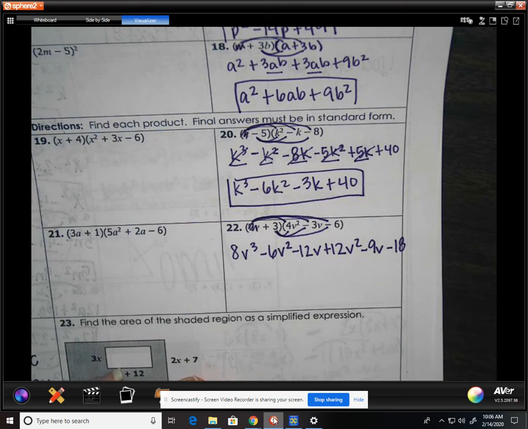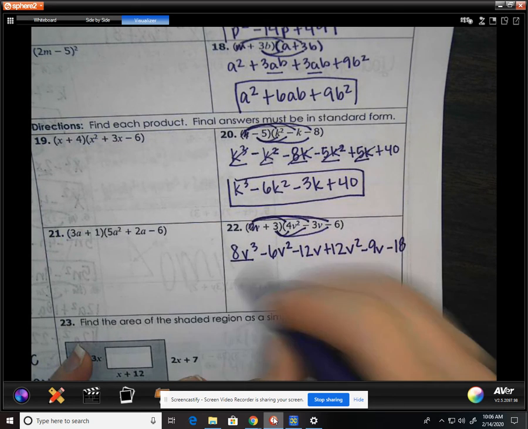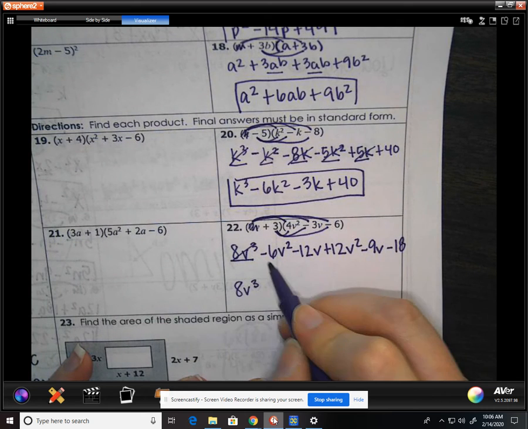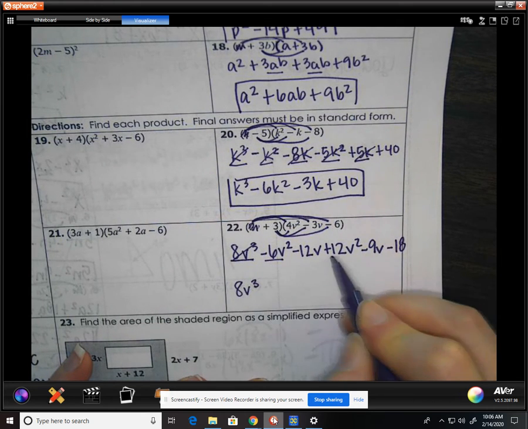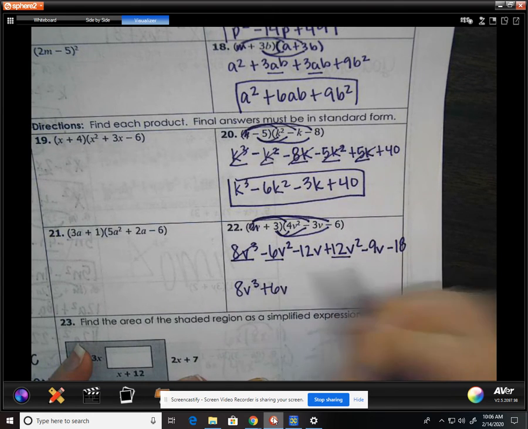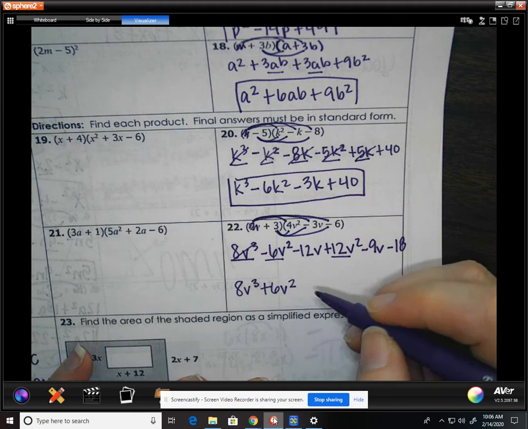So now going to standard form, starting with the biggest piece, we're going to start with the third. There's no more thirds, so I bring down 8v to the third, and I don't use that piece anymore. Then I move to the squareds. I have a -6 and a +12. So when I add them, they give me a +6v squared.